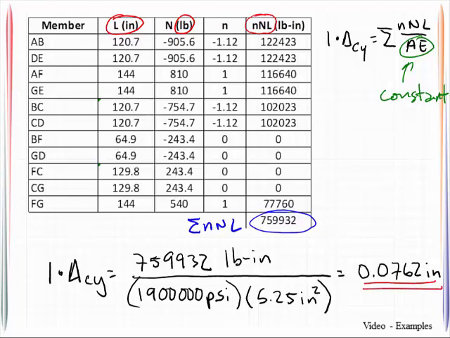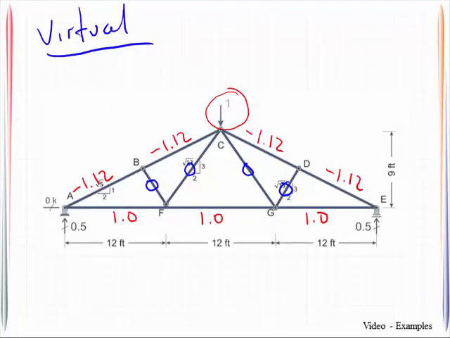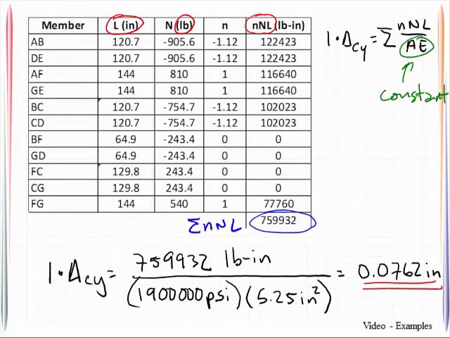Now one thing I want you to notice is that comes out to be a positive value, and the only thing that a positive value means is that I had assumed the correct direction. And how did I assume direction? It was the direction that I applied for my virtual load. So I applied that in the downward direction. Since my value came out positive, that means I did indeed deflect in the downward direction.